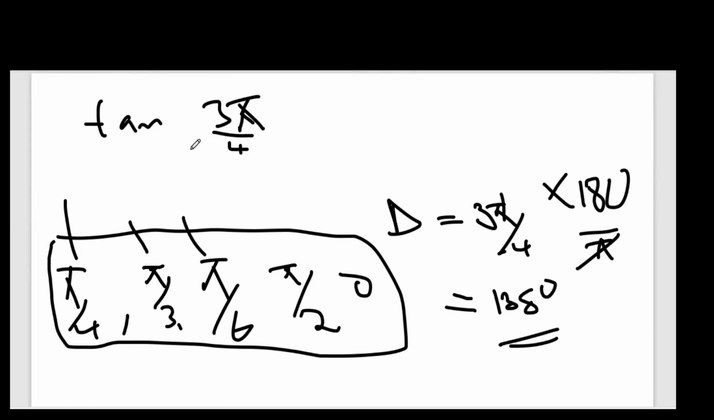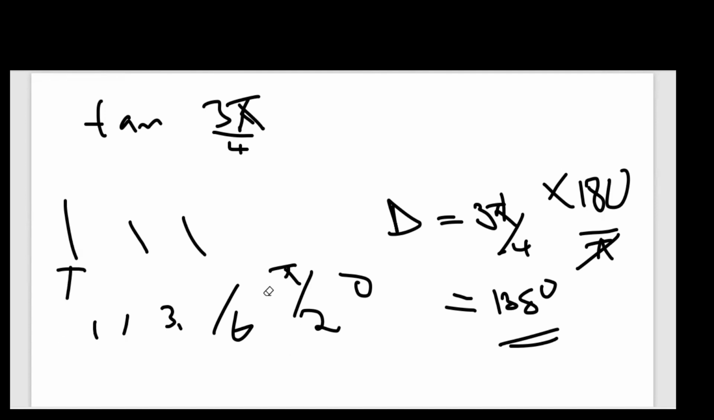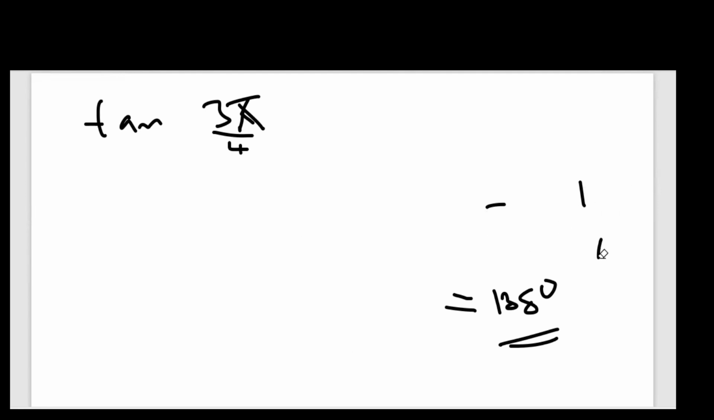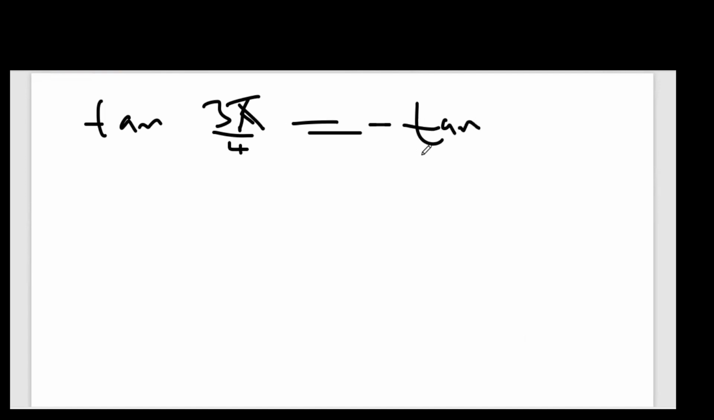So now we know which quadrant that angle is in, right? 135 is in the second quadrant, which will be equal to minus tan of the new angle that we're going to find here, because we know that in the second quadrant, tan is negative. That's why I put a negative there. Then we want to find the reference angle, which in the second quadrant is 180 minus the given angle.